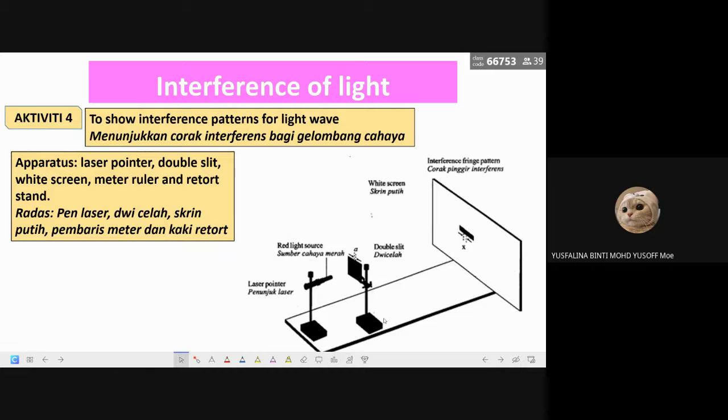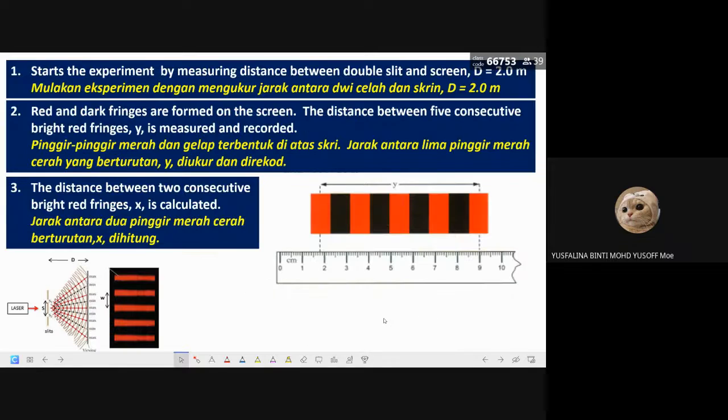So interference of light is when light passes through the double slit. There are two slits, and you use the laser light and point it at the slits. Then they produce the interference of light. This experiment shows the interference pattern of light waves. So what is the apparatus you need? A laser pointer, a double slit, a white screen, a meter ruler, and also the retort stand.